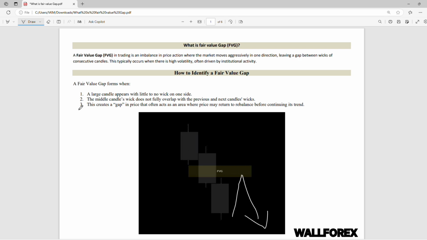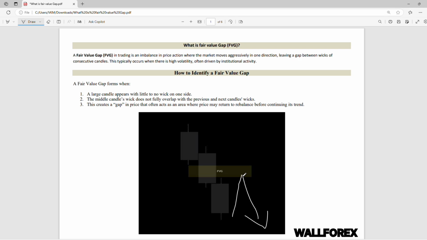How to identify a fair value gap? As I said, there is a three-candle formation which leaves a gap around the middle candle. When the price returns to that middle gap, it will continue the trend, which basically means price comes to that FVG to rebalance the imbalance and continue the trend again.